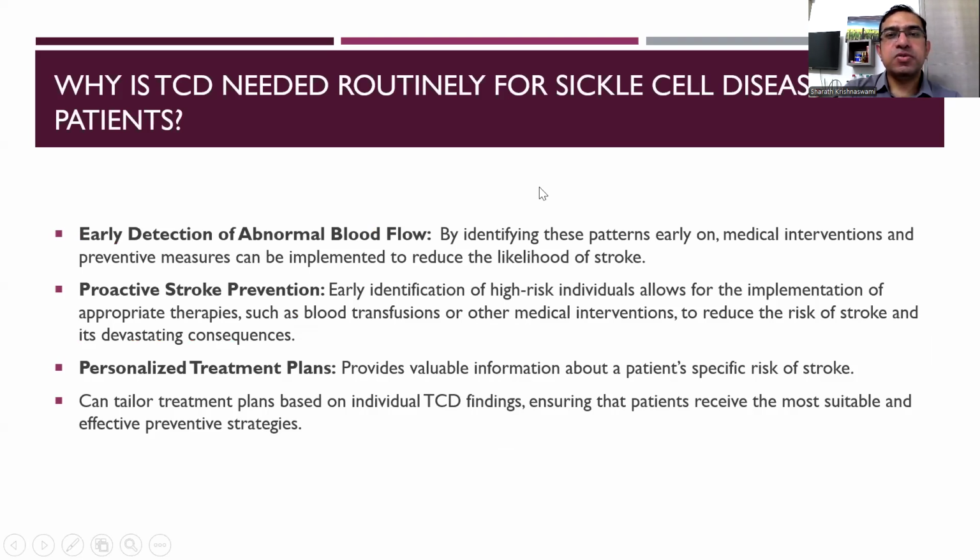So why would we use the transcranial Doppler in patients with sickle cell disease? Because it helps in identifying these patterns early on, that is, detection of abnormal blood flow. Medical interventions can be done earlier and preventive measures can be implemented faster to reduce the likelihood of stroke. And we can start appropriate therapies such as blood transfusion or medical intervention to reduce the effects of stroke and to give the patient personalized treatment plans.